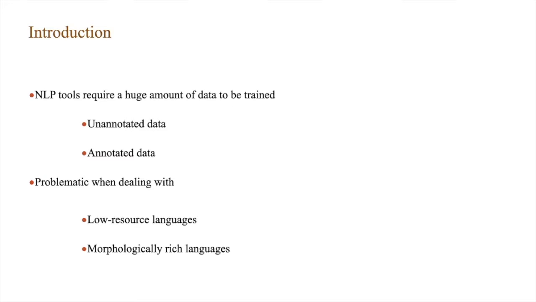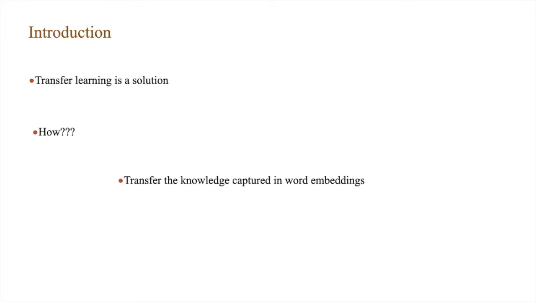NLP tools require a huge amount of data to be trained. It is either in the form of unannotated data, for instance training language models, or they need a substantial amount of annotated data, for instance when we want to train a document classifier. This problem becomes more severe when we are dealing with lower resource or morphologically rich languages.